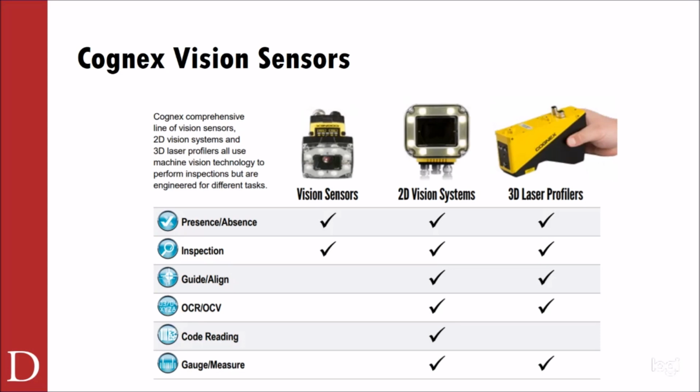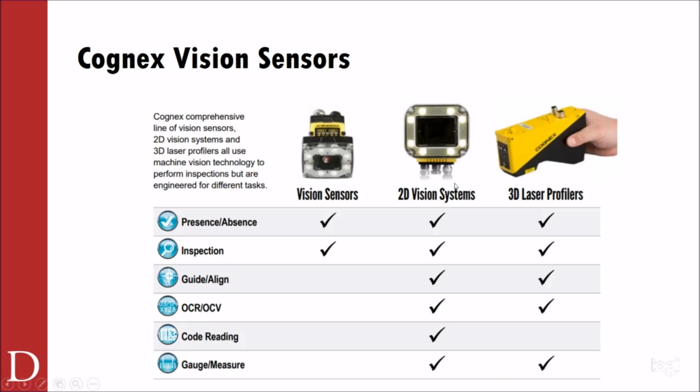Marshall? Why don't you just always pick 2D vision systems? All about price. It's all about price. The 3D profiler is actually more expensive than the 2D vision system, and the vision sensor is much less expensive than either one of them. So it's all about price.